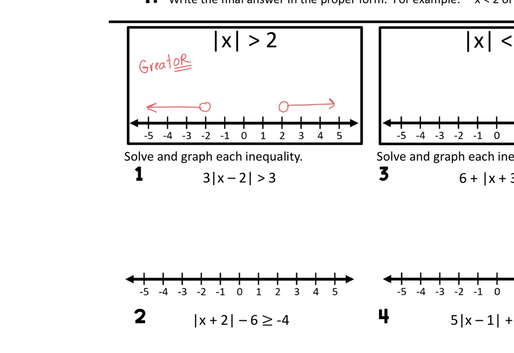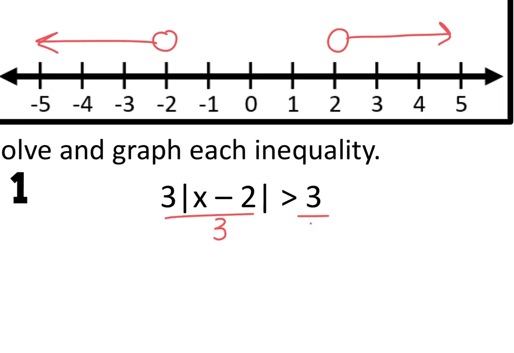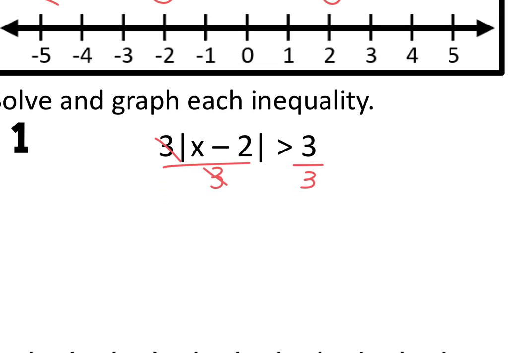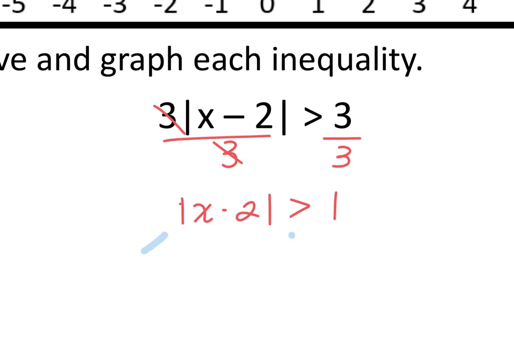We're going to practice solving and graphing. We have 3 times the absolute value of x minus 2 is greater than 3. So just like with an equation, we want these absolute value bars, this part of the expression, to be by itself. So we're going to undo this multiplying by 3, and we undo that by dividing by 3. So that we are left with the absolute value of x minus 2 is greater than 1, because 3 divided by 3 is 1. Now that this is isolated, we're going to break it into the two cases.